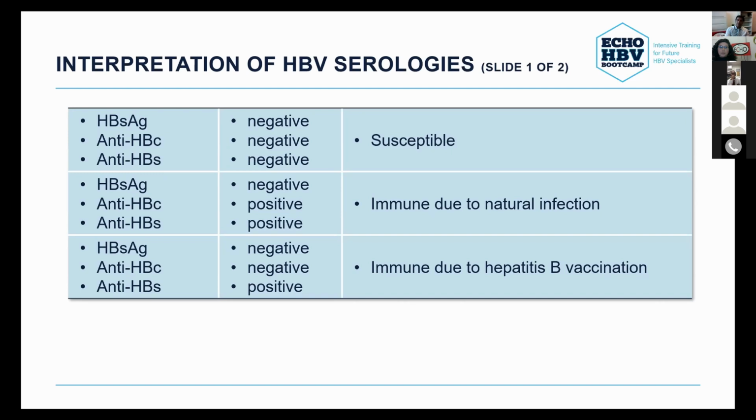And if the patient has followed all 3 series of vaccination, he or she will turn positive to hepatitis B surface antibody. So this is really good news that the patient is immune to hepatitis B and will not get hepatitis B in the future.